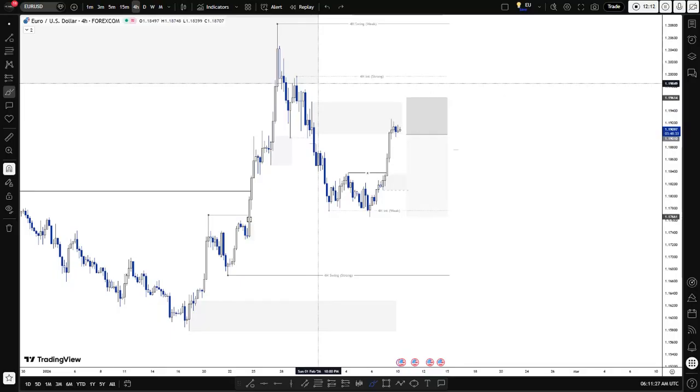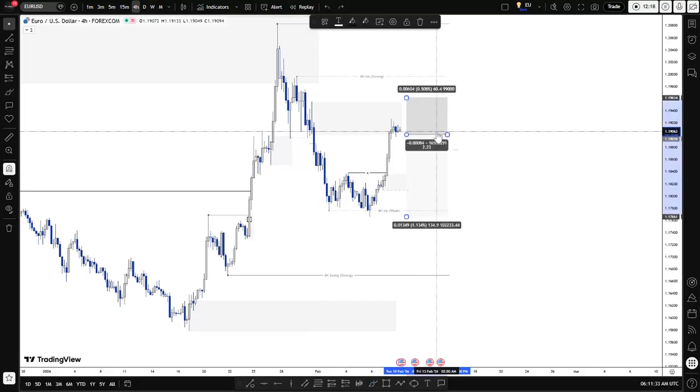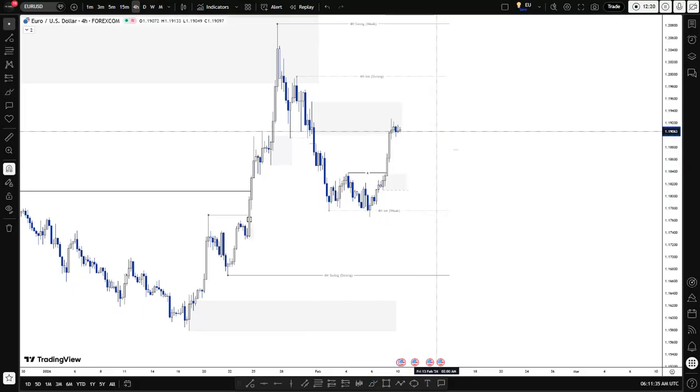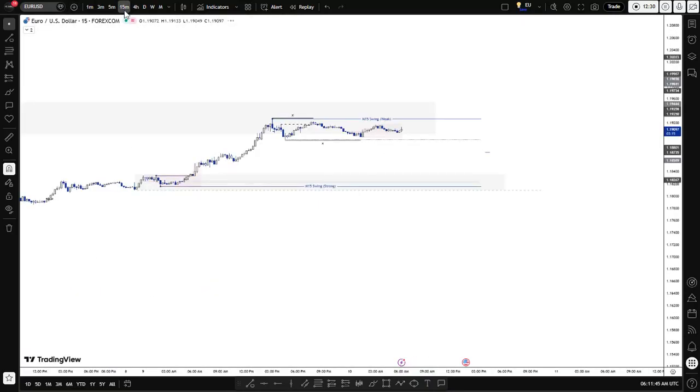But if you see, my drawings are not drawing. It's not the laptop, it's my mouse. I think it has some issues. I'll change it. Let's drop down to the M15 time frame.